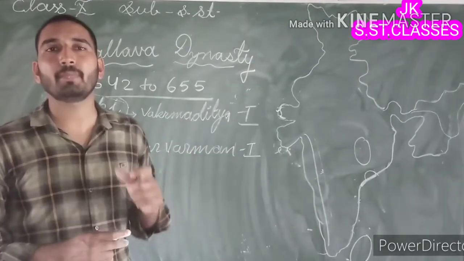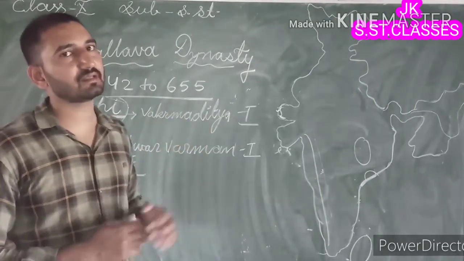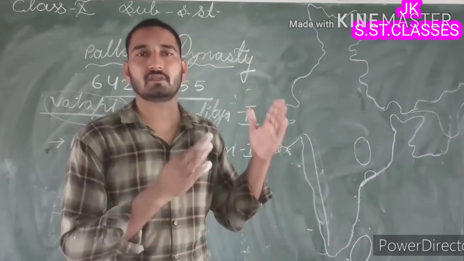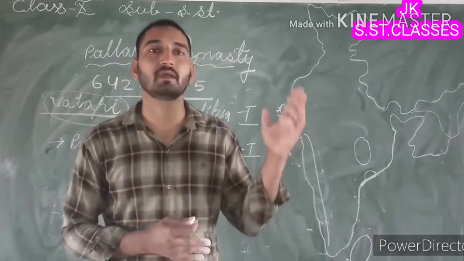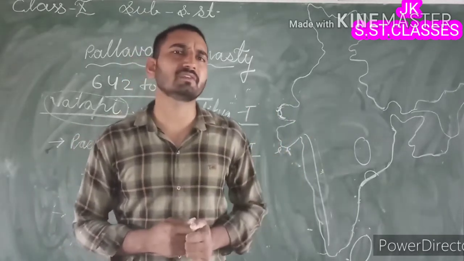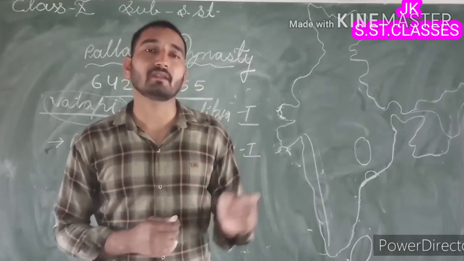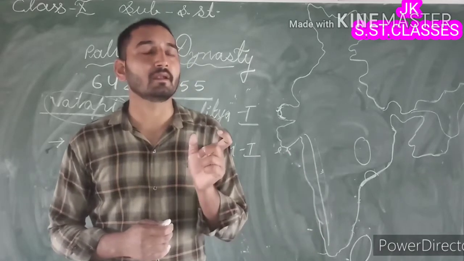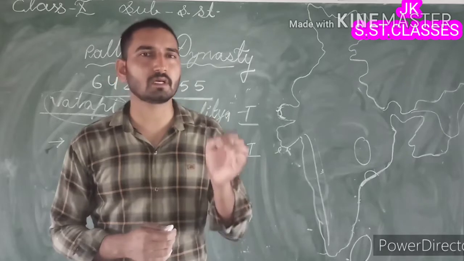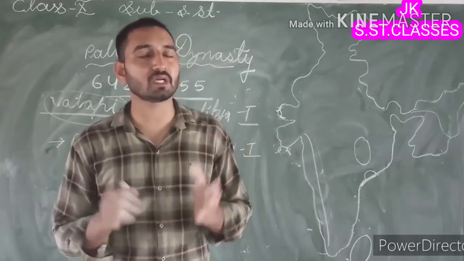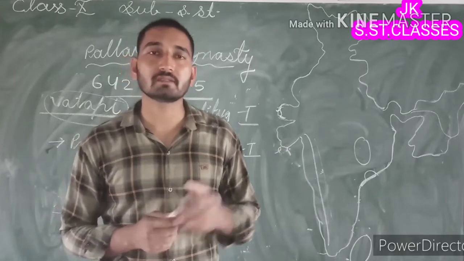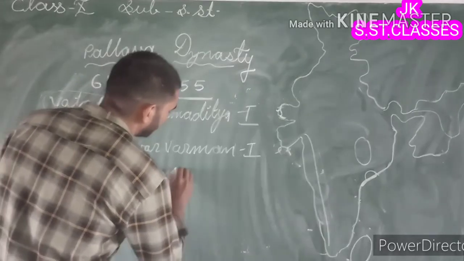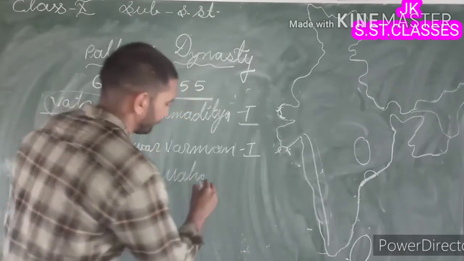The most important part related with the history of this dynasty is related with the first two rulers, Mahendravarman I and Narasimhavarman I. Narasimhavarman I adopted the title of Mahamal, and the earlier ruler Mahendravarman I, Singh Vishnu, and Narasimhavarman I established a town, they developed a new town known as Mahabalipuram.